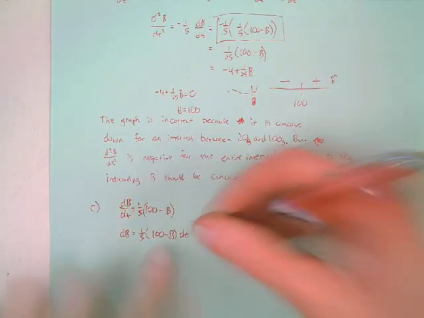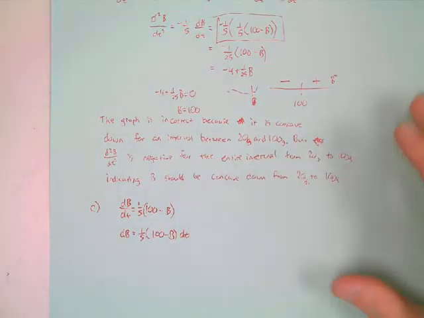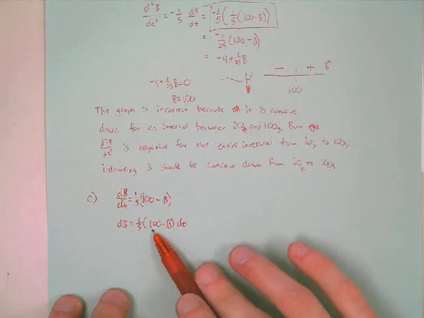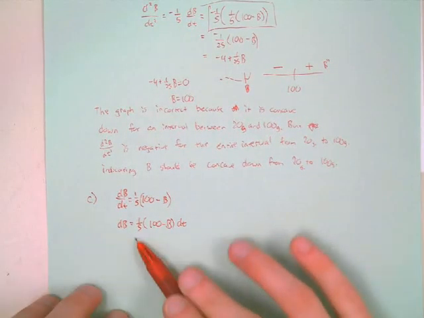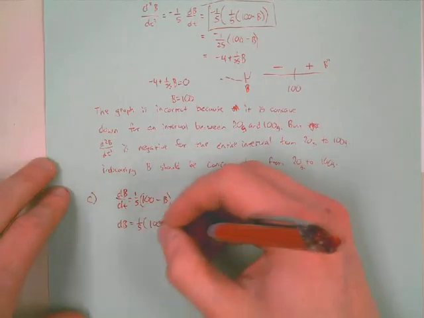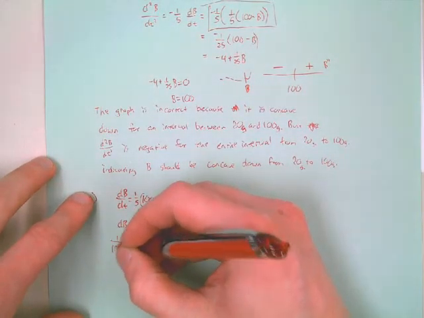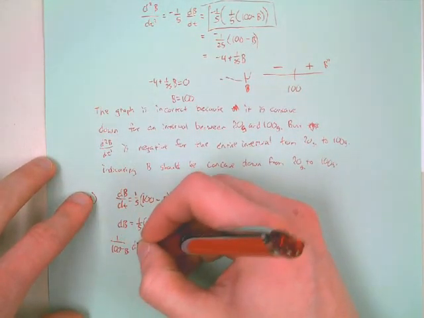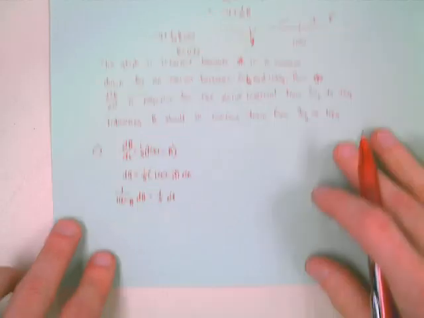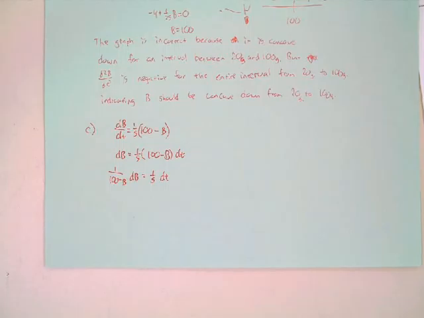Okay, now. Divide by 1/5 parentheses 100 minus b. And you can go two options here. You could keep the 1/5 and just divide over the 100 minus b, or you can divide over the whole quantity. It's up to you. Let's just do the 100. Let's divide over just the 100 minus b. So we have 1 over 100 minus b, db, equals 1/5 dt. Okay? Good.